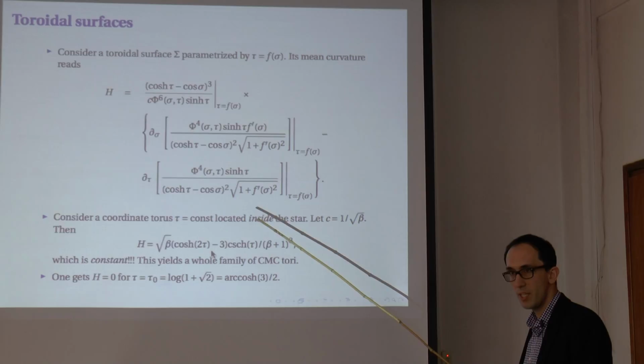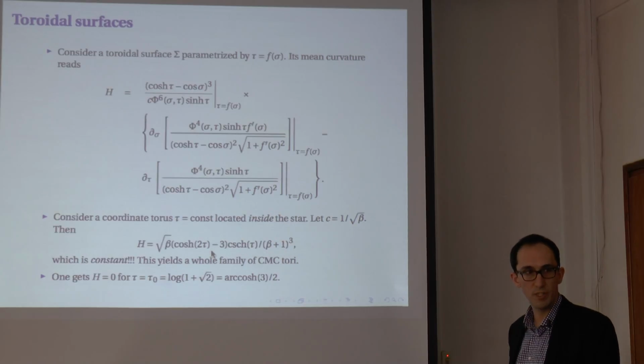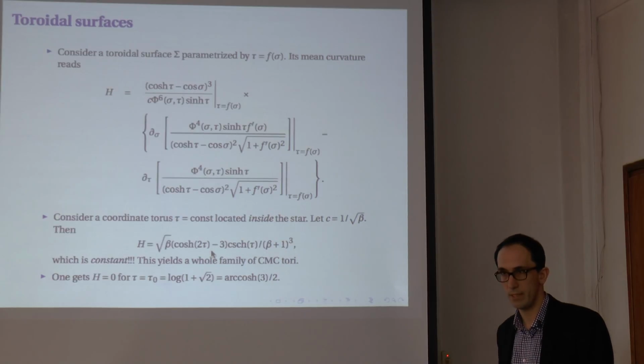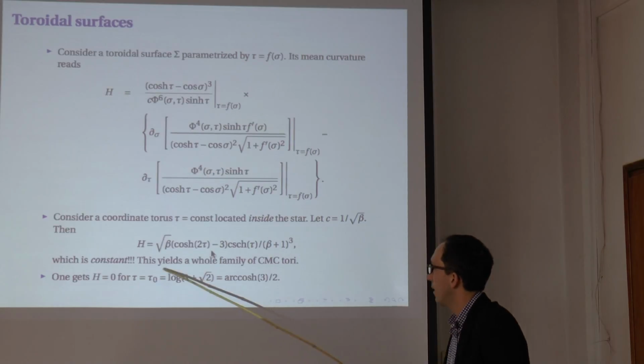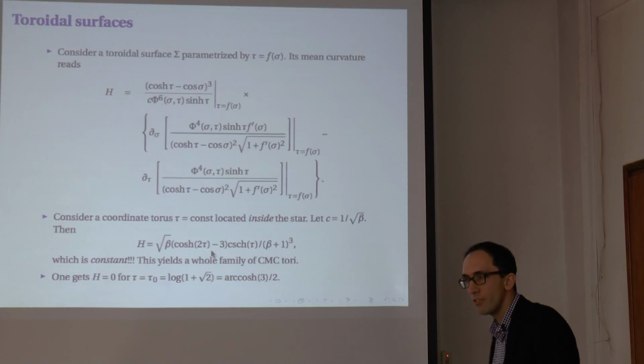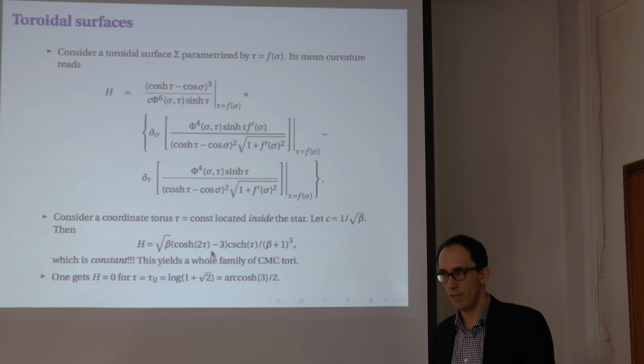It doesn't depend on sigma, it doesn't depend on phi, it only depends on tau. Right? So this gives you a whole family of constant mean curvature tori in that star.